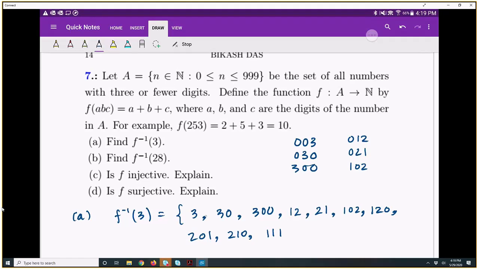So I found 10 answers. I believe I've got all of them. And the way that I did this was sort of thinking of, well, how many ways can I add up to 3? It can either be 3, or it can be 1 plus 2, or it can be 1 plus 1 plus 1, and then just permuting these digits.